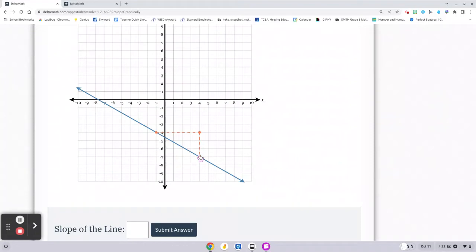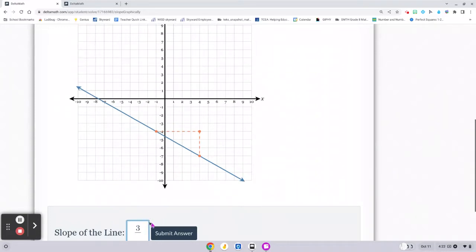And here I am at -7, and I'm going to -4. The difference there is 3. So 1, 2, 3. Okay, so my rise is 3. I'm going to go ahead and write that down so I don't forget.